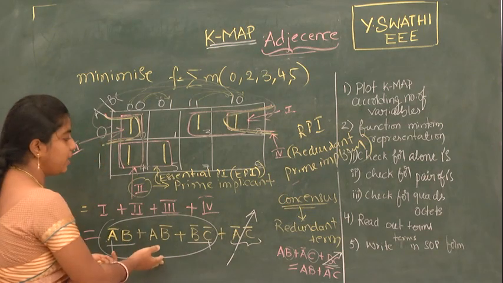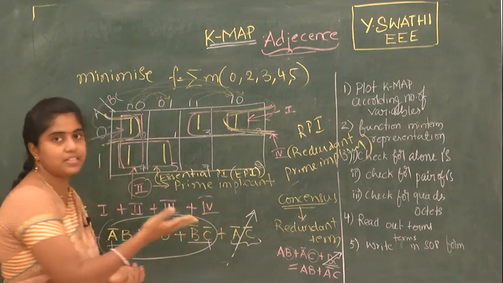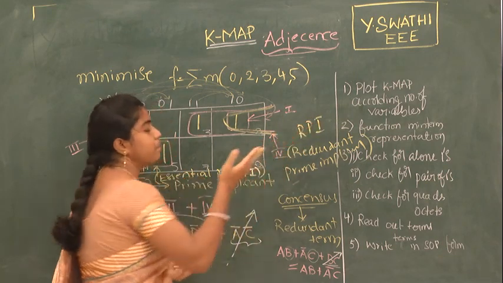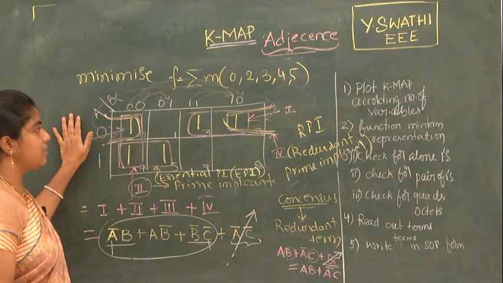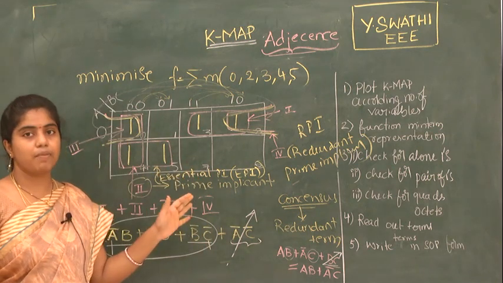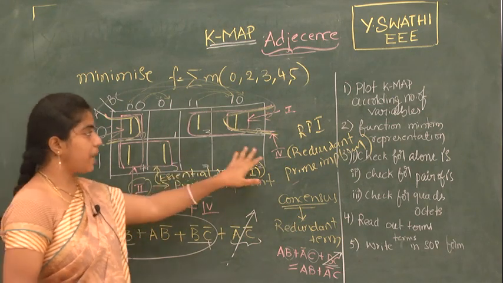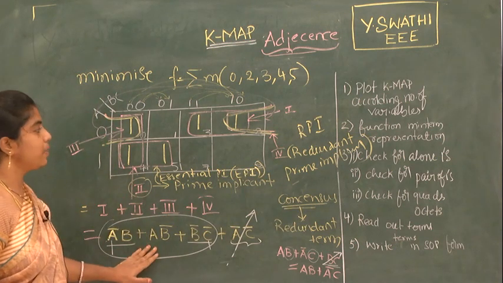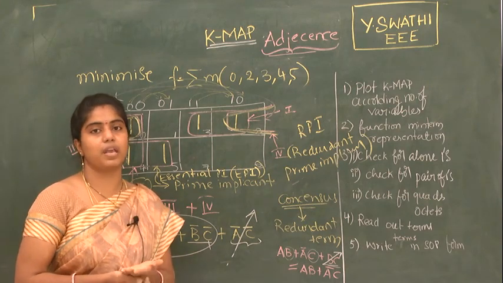Why? Because I already told that by using the consensus theorem, we can drop out the redundant term like this in Boolean algebra. So in the same way, in K-map, this is a redundant prime implicant. By this example, you might understand how we have to represent a function in a three variable K-map, what are the prime implicants and essential prime implicants, and how we should read out the K-map minimized form. Now, in the next session, we will move on to the four variable K-map. Thank you.